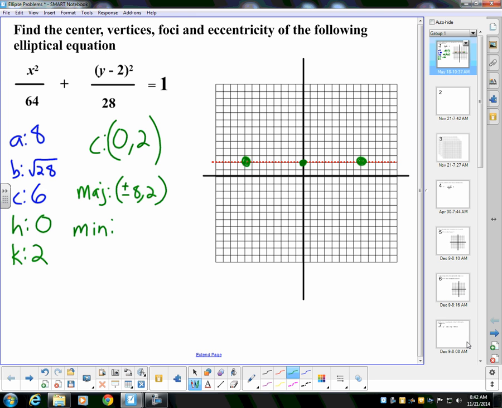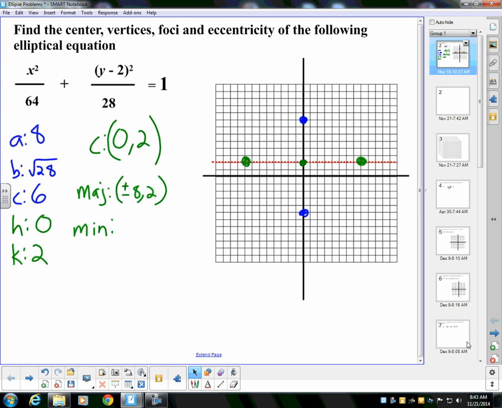Now the minor vertices must be above and below the vertex at the center. Since our major axis is horizontal, our minor axis must be vertical, and so they have to be above and below. How far above and below? The square root of 28. By looking at my graph, I don't know exactly where. I just put them there for right now. I know they're the square root of 28.